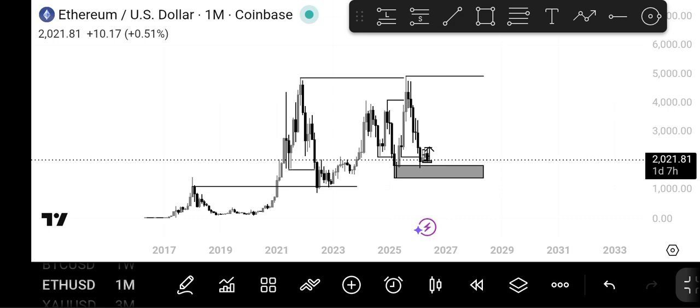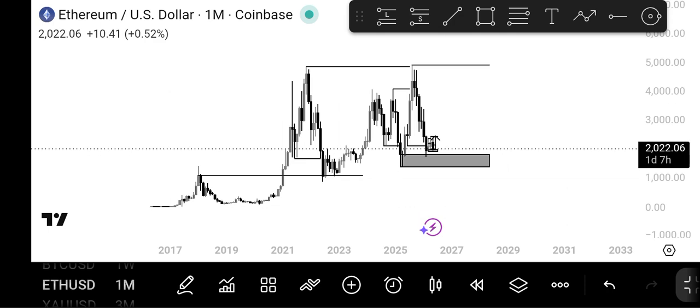The reason I'm doing this video is to do a proper analysis on ETHUSD starting from the monthly time frame, to know where price is actually coming from and where price is going overall on the ETHUSD pair. Now this is on the monthly time frame.